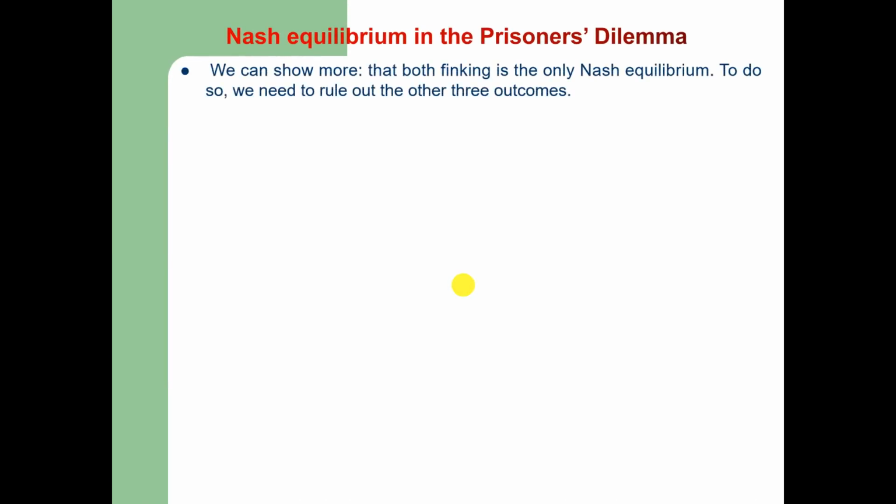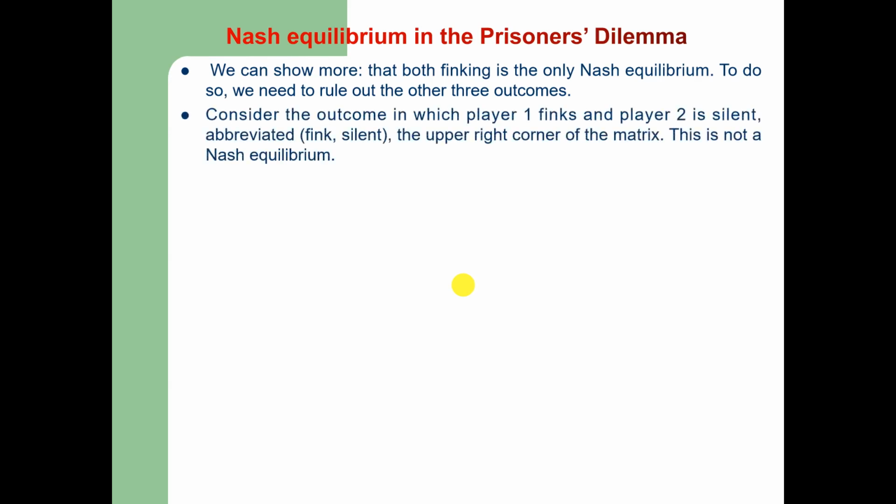We can show more: that both thinking is the only Nash equilibrium. To do so, we need to rule out the other three outcomes. Consider the outcome in which player 1 thinks and player 2 is silent. We abbreviate this as think, silent. The first player, or suspect 1, confesses and suspect 2 remains silent.